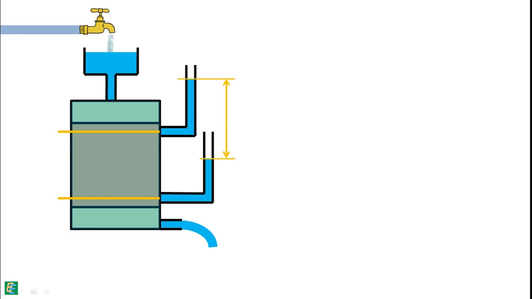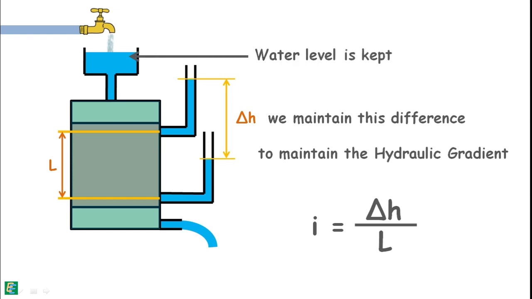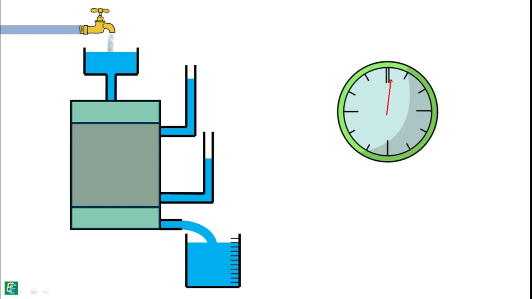We note down the difference of the heads of these manometers as delta H and also note down the distance between the points in the soil where these heads were measured by the manometers as L. We wish to maintain this difference of heads in the manometers so that we can maintain the hydraulic gradient inside the soil by keeping the head of the water reservoir constant. We place a graduated jar at the outlet to collect the water coming out of the sample, and a stopwatch is started. We collect the water in the jar for a fixed time interval T and note down the amount of water collected as capital Q.